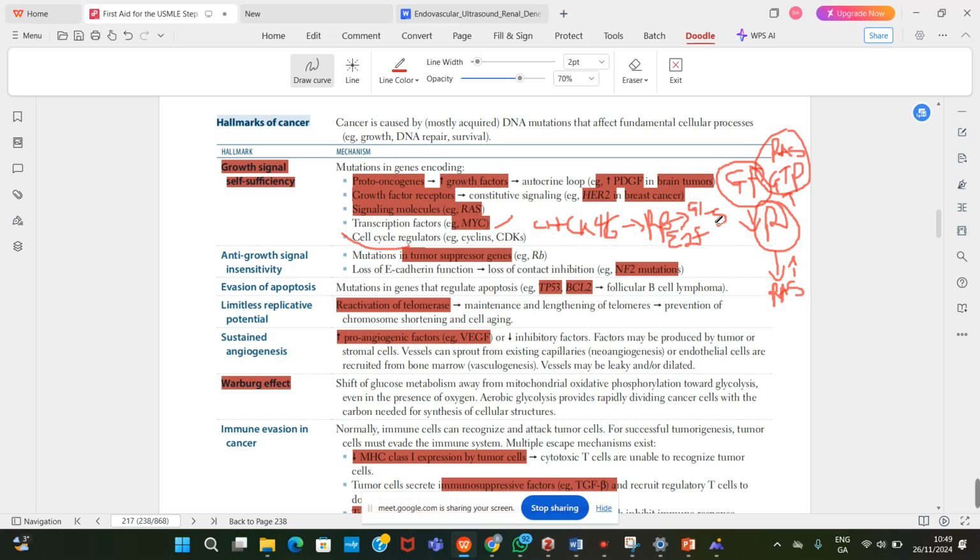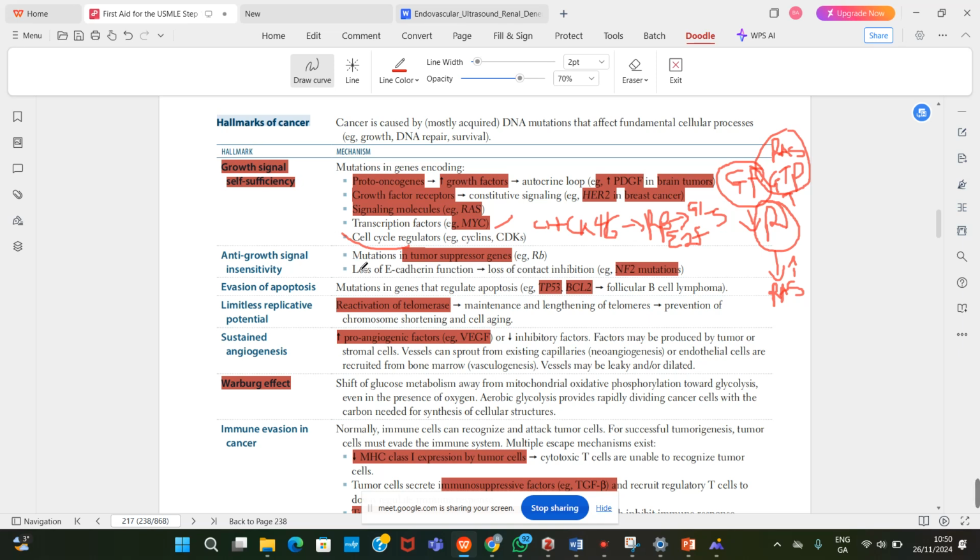But what can tumor do to this retinoblastoma to allow them to grow? So what they do is a loss of function mutation. So they will cause a mutation of the gene that codes for retinoblastoma, making it lose its function. So you need to provoke a loss of function mutation of retinoblastoma so that retinoblastoma is going to stop working, so that you can have progression from G1 to S phase. So mutations of tumor suppressor genes like retinoblastoma can be a hallmark of cancer.